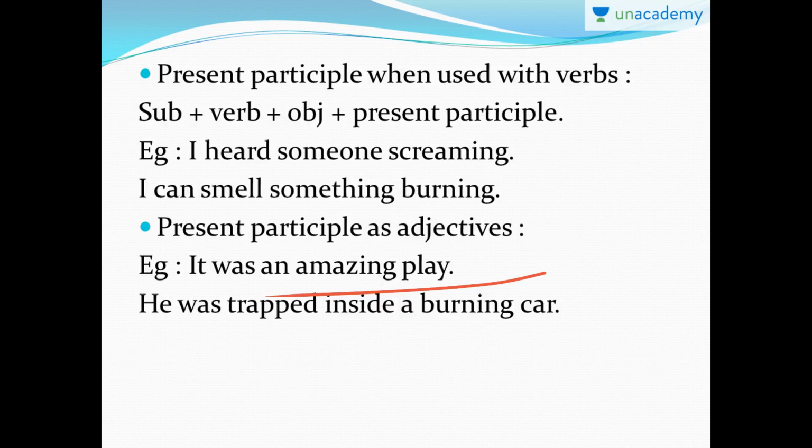Okay, look at the next example. He was trapped inside a burning car. He is the subject, was trapped is the verb, inside a burning car. Burning here is the present participle, car being the noun. Burning describes how that car is, which is in the state of burning. So burning acts as an adjective in this sentence and also as a present participle. In these cases these are not gerunds at all, because gerunds can never act as a verb or as an adjective. They can only act as a subject or as an object in a sentence.